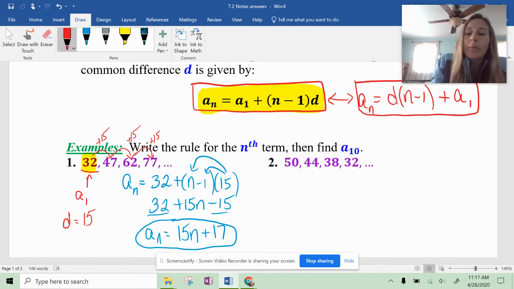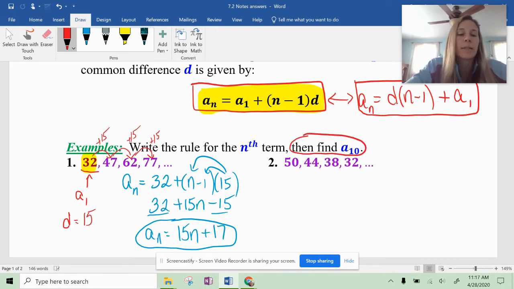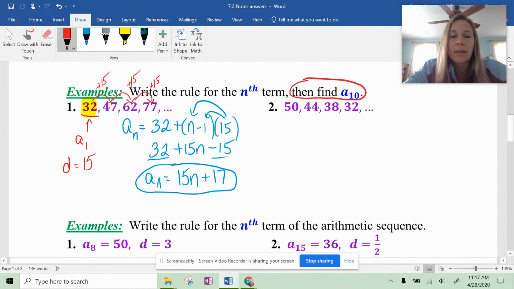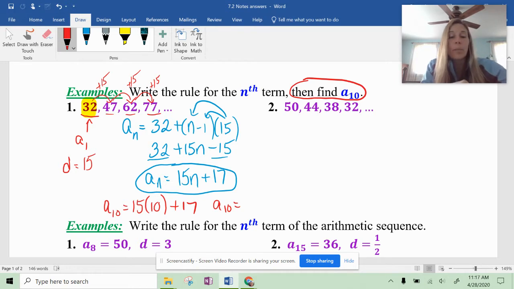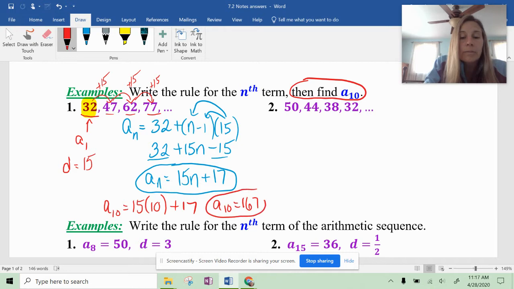So now for the next problem, finishing that up, it says then find a sub 10. So once you have the rule, it's kind of like having a little formula. You can plug anything in and solve it at that point. So if I want to know the 10th number in the sequence, because right now I only have the first 4 numbers in the sequence, and I don't feel like adding 15 6 more times, all I have to do on my calculator is 15 times 10 plus 17. And then I can solve, and I know that the 10th number in my sequence is 167.